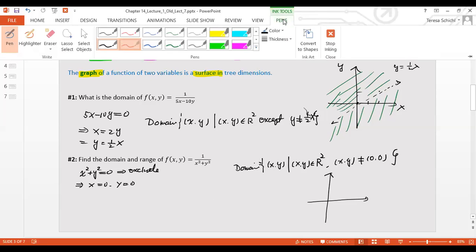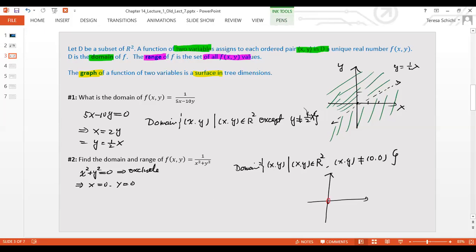That is what the domain will look like. Let's say the (0, 0) is here. Then the domain will be everything in this R2 plane, except this (0, 0) here.